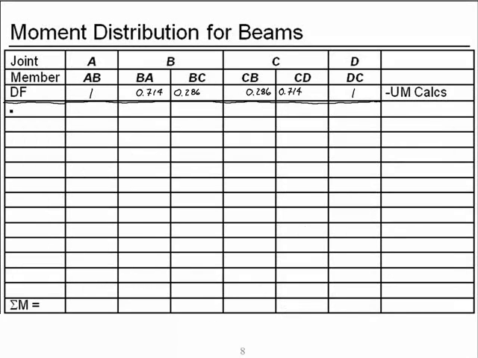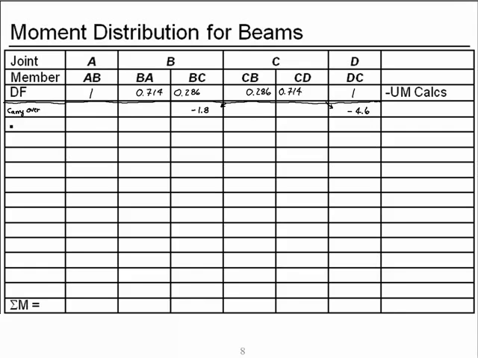So our carryover leads into member BC, a negative 1.8 foot kips, and into member DC, a negative 4.6 foot kips.